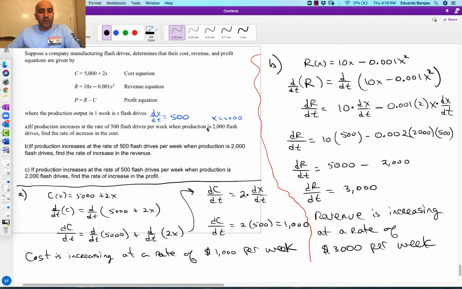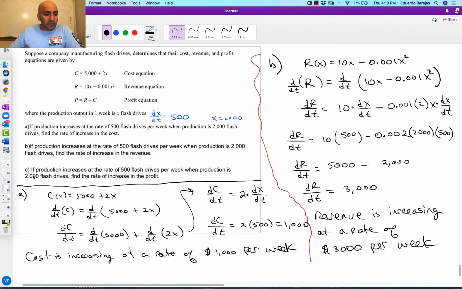And when we are producing 2,000 flash drives per week, and the production is changing by 500 per week, then at that point, our cost is increasing because we're producing more. So it's increasing by $1,000 per week. However, our revenue function is also increasing. It's increasing by $3,000 a week.